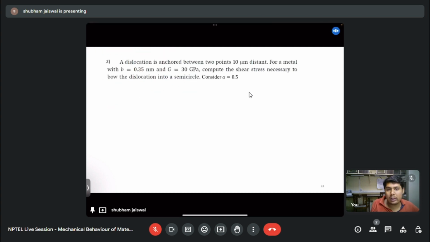The next question is like that. A dislocation is anchored between 2 points 10 micrometer apart, for a metal with a Burgers vector of 0.35 nanometer and G equal to 30 GPa. Compute the shear stress necessary to bow the dislocation into a semicircle. Consider alpha equal to 0.5. It's very simple. Please read the questions carefully and you will get the answer.